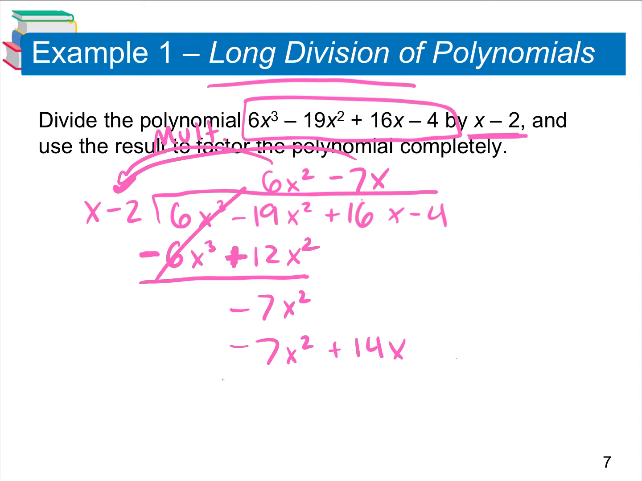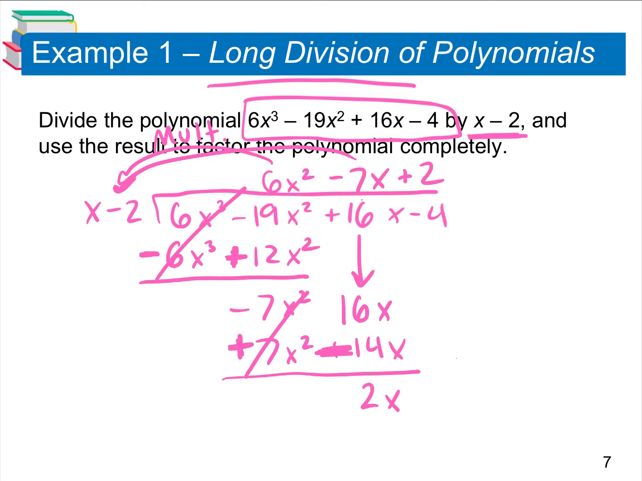What do I have to do next? Change a sign, change a sign. So the negative 7x squared and positive 7x squared cancel. I'm going to drop down this 16x and combine it with the negative 14x. So 16x minus 14x would be 2x. Then we do the same thing again. What times x gives me 2x? 2. So plus 2 would go next up top.